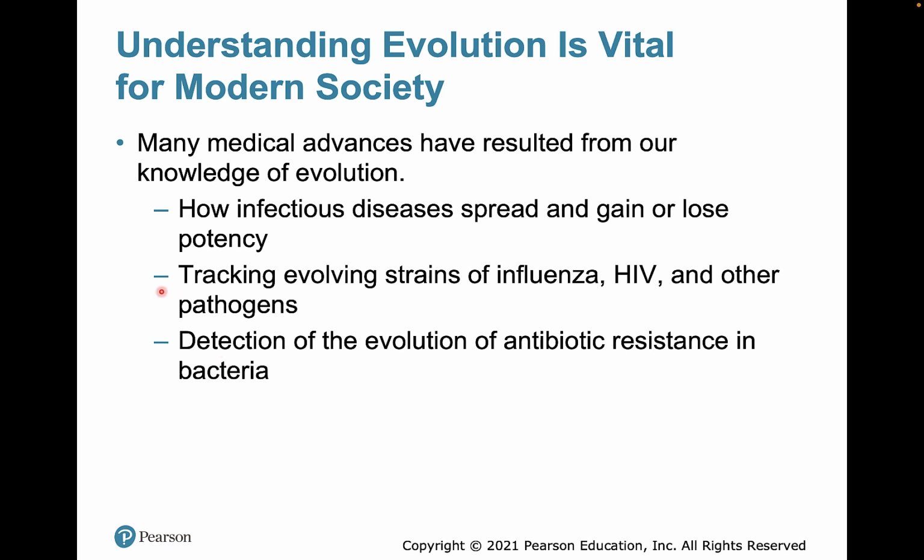You can track changes in the strains of flu, which is influenza, HIV, which is the virus that causes AIDS, or other pathogens. Every time you get a flu shot, it's engineered based on the most prevalent strains of the influenza virus for that season. And then the other thing that's super important about evolution when it comes to human health and modern society is finding bacteria that are antibiotic resistant.